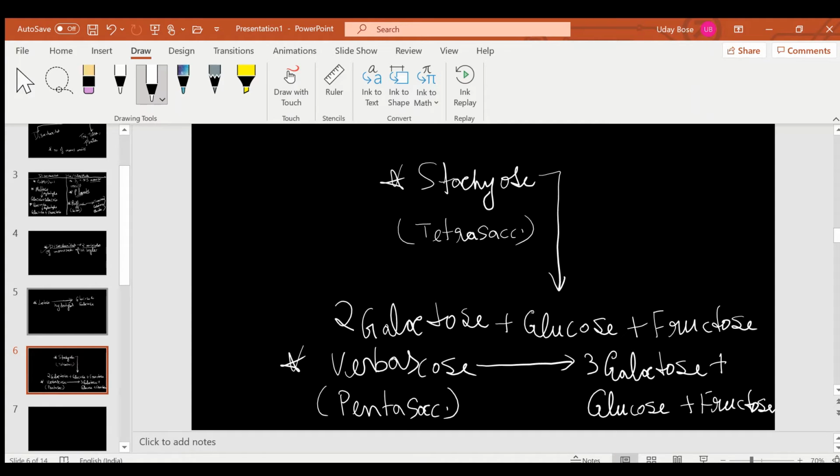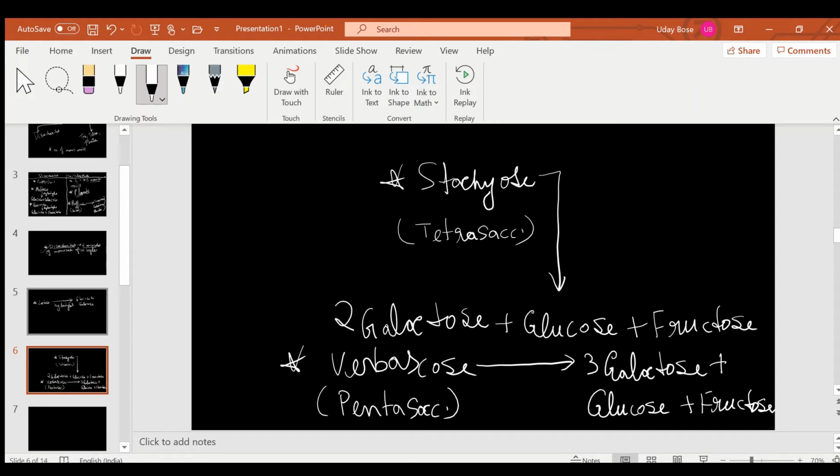Always remember, the prefix tells you how many carbohydrate units you are getting after hydrolysis. But in case of monosaccharides, there is no concept of hydrolysis, so you will get only one unit of sugar, either glucose or fructose or galactose. You cannot further cleave or hydrolyze that.